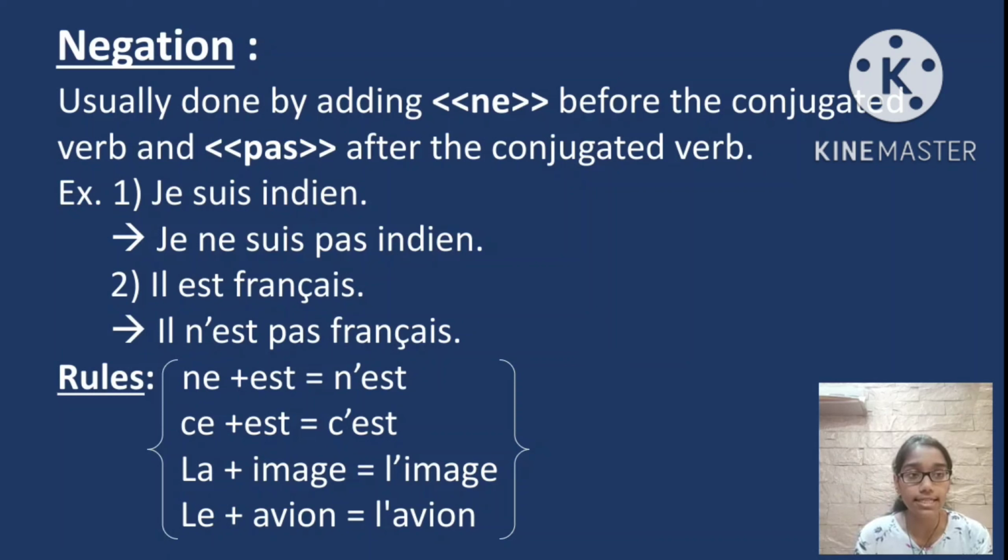Rules for negation: ne plus a vowel will be n'. Ce plus a vowel will be written as c'. La plus image will become l'image. And le plus avion will become l'avion.